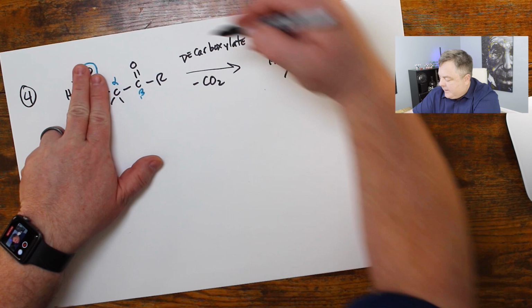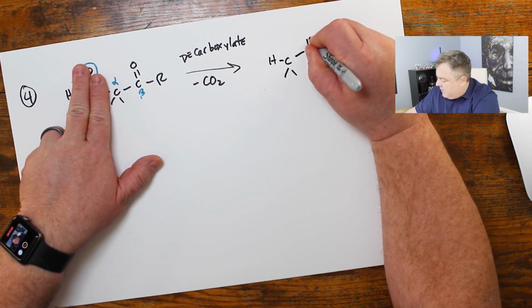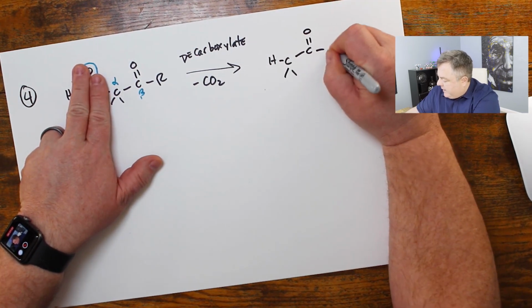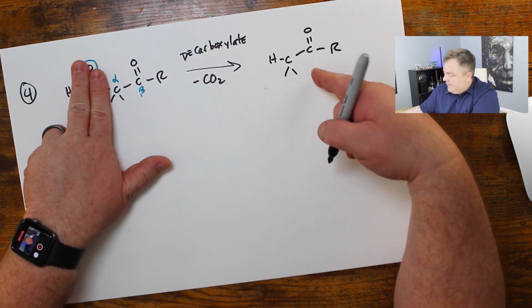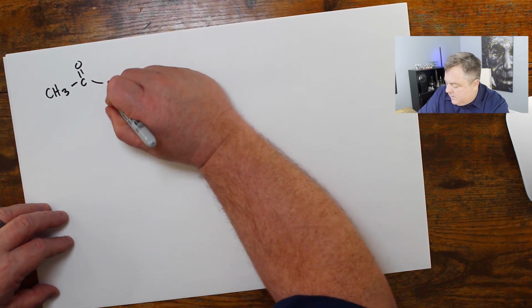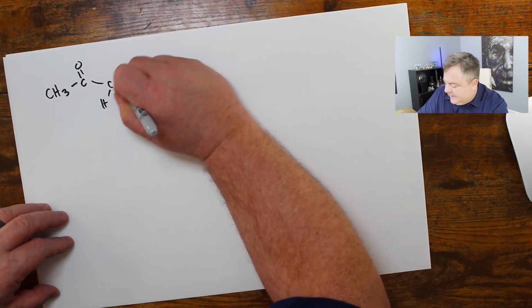So now this hydrogen's on this carbon, the carbonyl and our group. We decarboxylate, lose the carbon dioxide. Now that we know those four things, let's look at our acetoacetic ester synthesis.